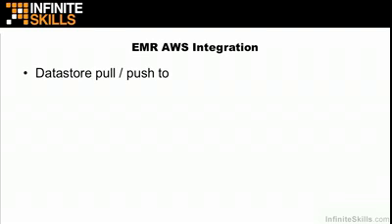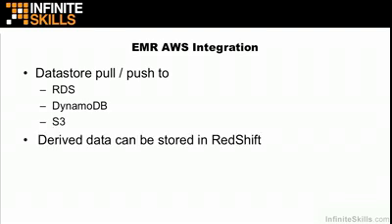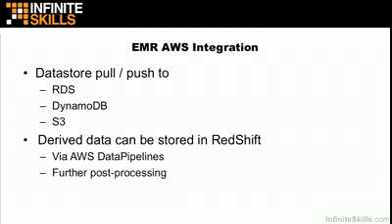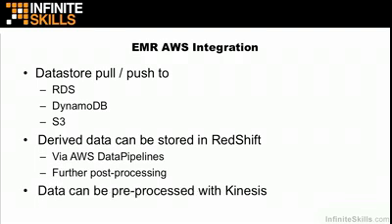Obviously, being an AWS service means that EMR integrates tightly with all of the other Amazon services. You can, for example, pull and push data to RDS or to DynamoDB, as well as S3. The derived data can also be stored back in Redshift, the OLAP processing engine that Amazon introduced in 2012. This is accomplished via AWS Data Pipeline and can, for example, be used for further post-processing. Data can also be pre-processed with Kinesis. Before you even get data into your cluster, you can have Kinesis pre-process it to maybe make your cluster work a little less.